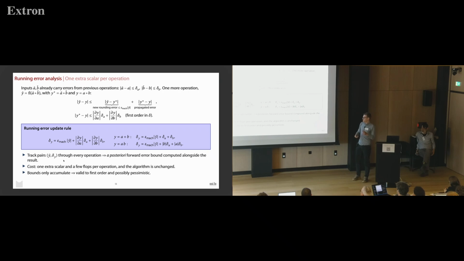And this reminds you of a dual numbers implementation. So you get the value and the derivative, but here it's not a derivative, it's the error bound or some sort of error approximation. So this is nice. You can keep an existing program. It's not that expensive. You just have a few flops per operation. And the bounds in this mode are rather pessimistic. I mean, they can only accumulate, but we will fix it later.